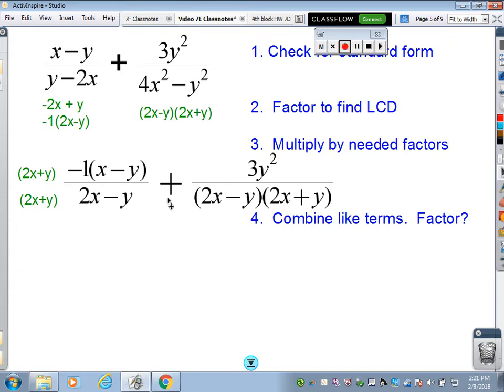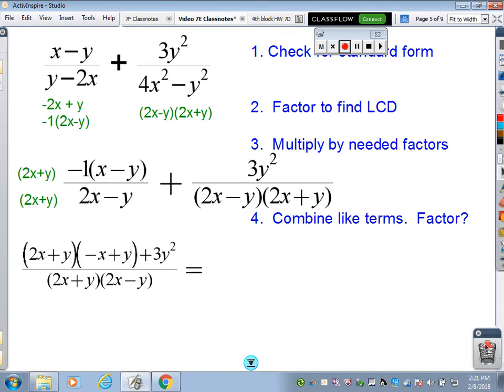So now that my denominators are the same, I can put my numerators together. All right, so I multiplied the negative 1, and then through here, that's where this is, negative x plus y. And then I'm multiplying the 2x plus y. And now because we have the same denominator, I can add the 3y squared. All right, I'm going to need to FOIL this.